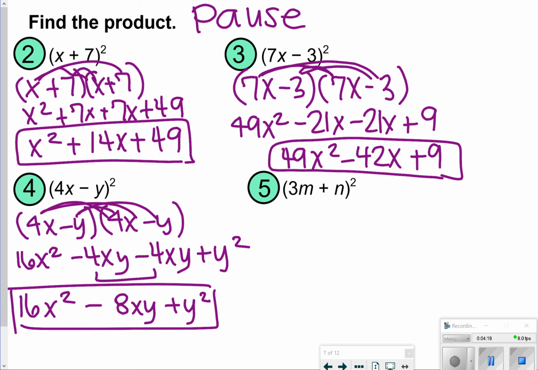And then last one on this page, we have 3m plus n multiplied by itself.